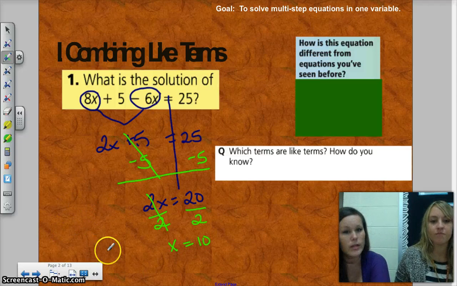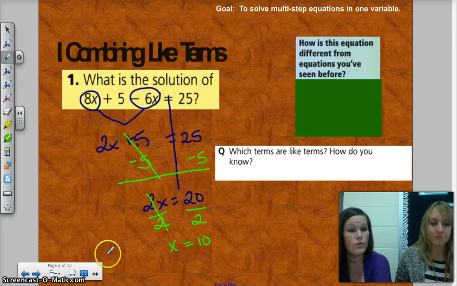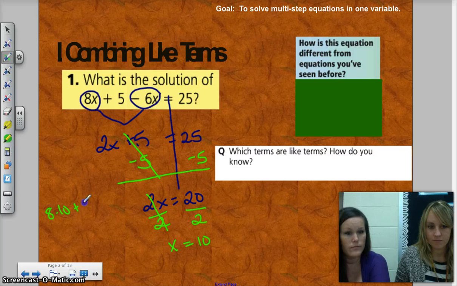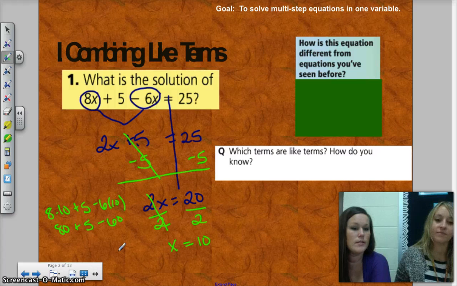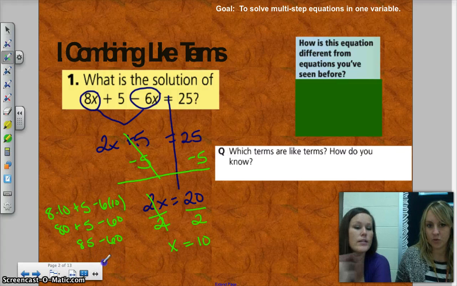Again, you can plug it back in and check. So 8 times 10 plus 5 minus 6 times 10 equals 25. This is where order of operations comes in really handy. So 80 plus 5 minus 60, that's going to be 85 minus 60. Well, that's not 10. Oh, it has to equal 25.